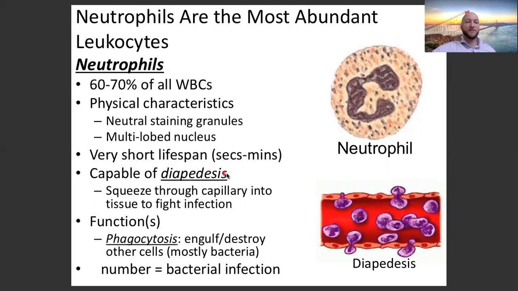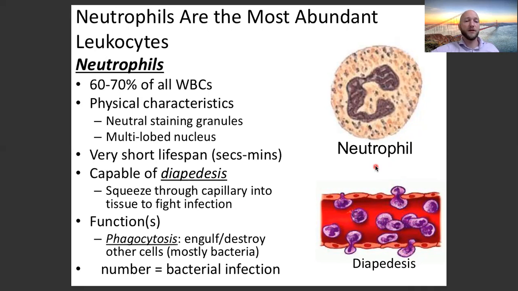So this is a vocab word. Make a flashcard for this one. Diapedesis means they can squeeze through capillaries into tissues to fight infection. So the circulatory system provides a highway for them to get around our body, and then they are able to diapedese, or squeeze out of capillaries into tissues, to help fight infection.